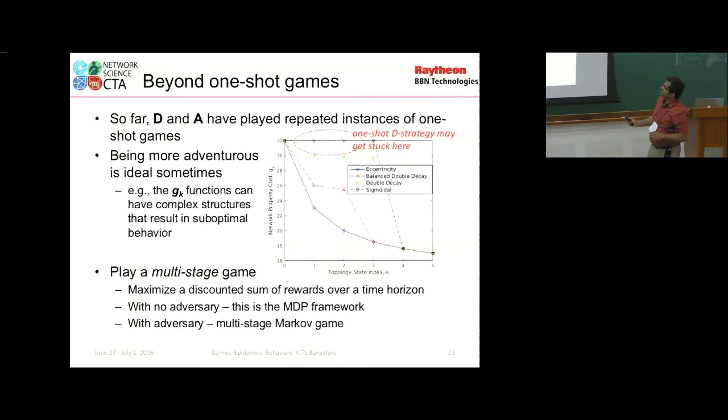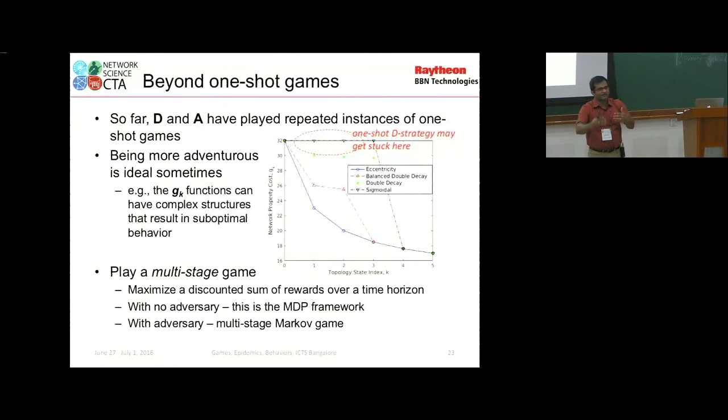But then what happens is if you play the one-shot game, you're likely to get stuck here, because you don't see past the cliff essentially that you would see if the graph function was this. So in that case, you have to play a multi-stage game. That is, you'll have to play out all those scenarios.